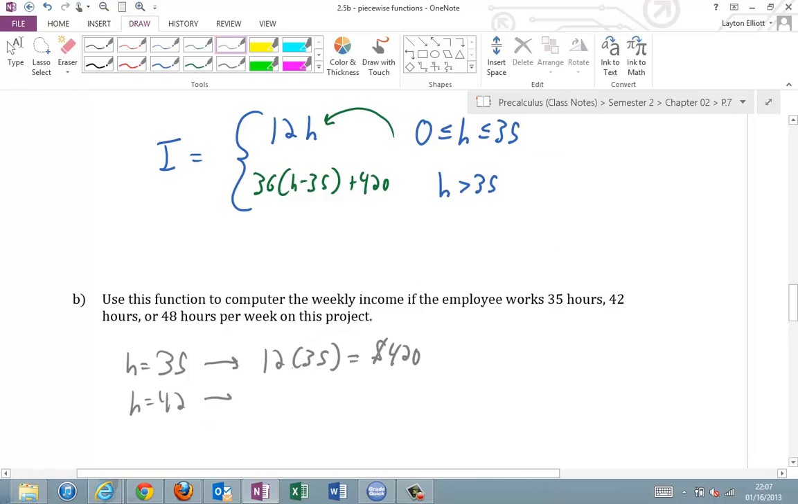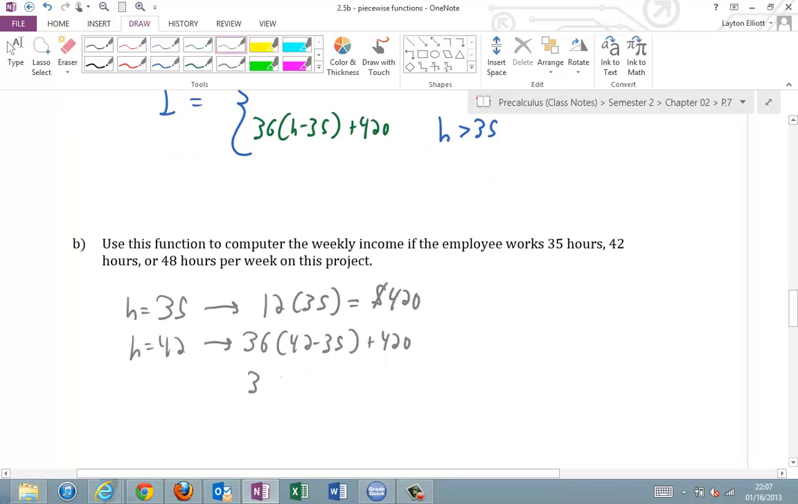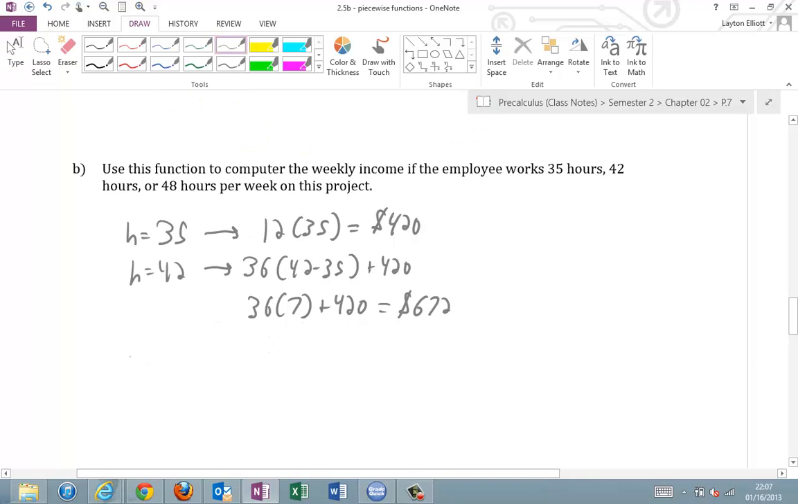h equals 42. We're going to take that and plug it into the bottom one. We have 36 times (42 minus 35) plus 420. The way that equation is operating is it's saying we actually work 7 hours of overtime, 36 times 7, plus the original $420 of having worked 35 hours of regular time. 7 times 36 plus 420 is $672. Finally, if you're working h equals 48, 36 times (48 minus 35) plus 420 gives us $888.